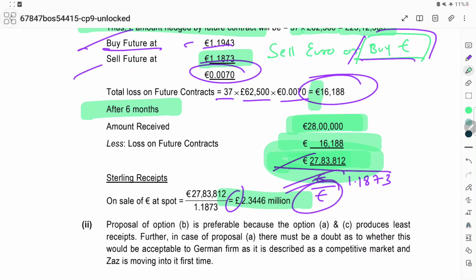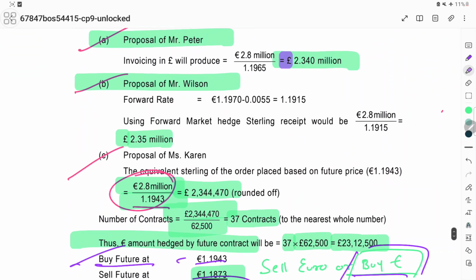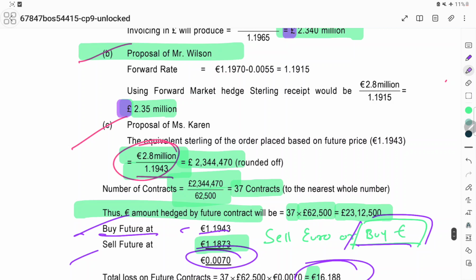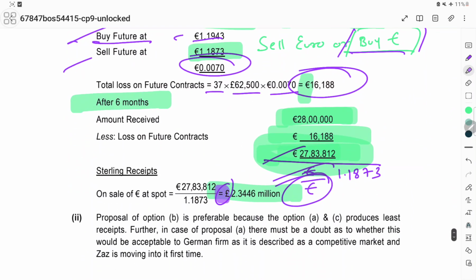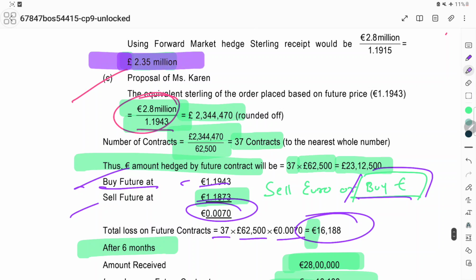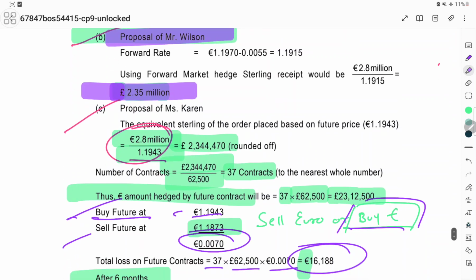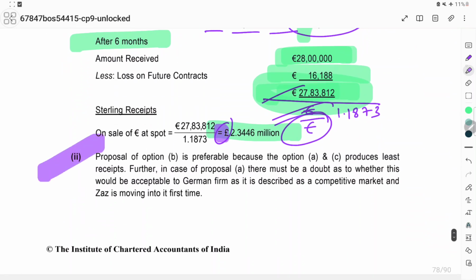Okay, 2.3446 million. Now if you notice, in all three alternatives, my amount is in pounds. Okay, pounds 2.34 million, pounds 2.35 million, and pounds 2.3446 million. So again, the highest receipt will be this one, the second one. Mr. Wilson said to hedge using the forward contract. So I will do that, to maximize my receipt. Now what are they saying then? The final option is option B. Yes, it is preferable, because options A and C produce the least receipts, and as an exporter, we want to maximize our receipt as a plain businessman, right?